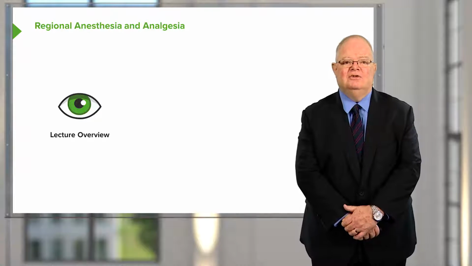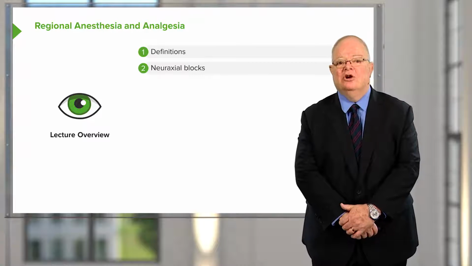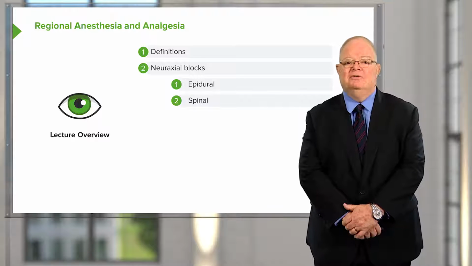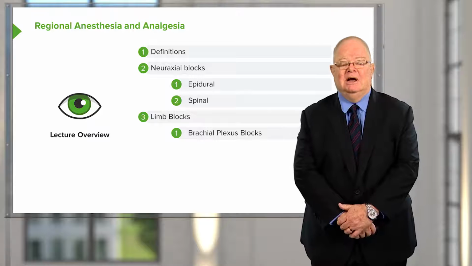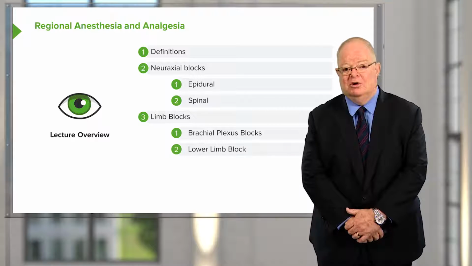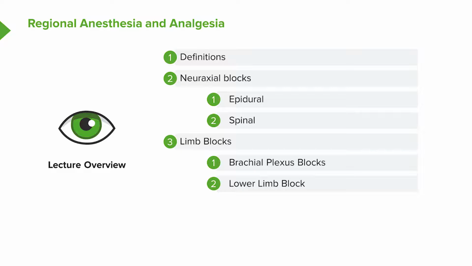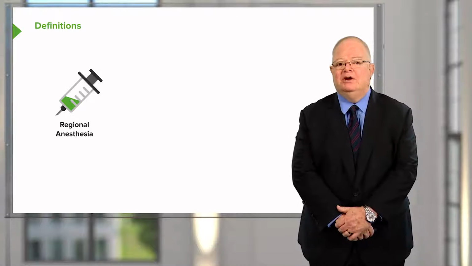So the agenda for this lecture will be some definitions, a description of two major neuraxial blocks, epidural and spinal, a description of several limb blocks, including brachial plexus block for the upper limb, and some lower limb blocks, including femoral nerve block and ankle block. A very brief discussion of autonomic nervous system blocks for pain and diagnostic purposes, and then a somewhat more expanded discussion of intravenous regional anesthesia. So the definitions are pretty straightforward, actually.